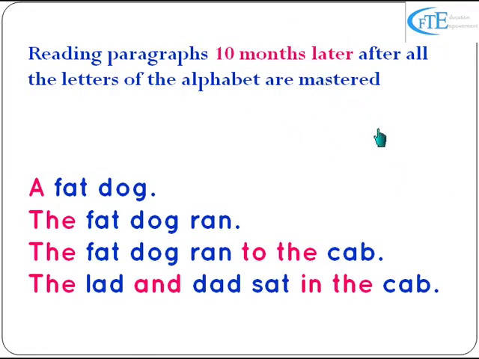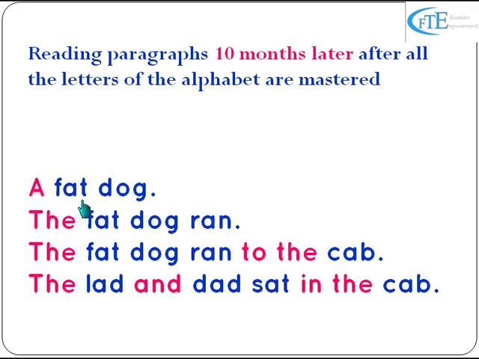Now, 10 or 12 months later, after your child is able to read about 40 to 50 sentences, get your child to read small paragraphs like this. Remember, now we have begun the sentence with a capital. We have started using also sight words. Your child will be able to read these sight words fluently if you have been practicing sight words with your child from the beginning. Every sight word has to be read as one single unit.